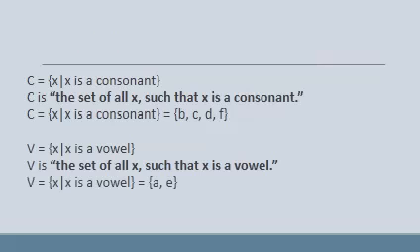Look at this example. I say that C is a set that contains elements X, where X is a consonant. So the set of all X such that X is a consonant. So I can write, for example, B, C, D, F. Whereas V is the set of all X such that X is a vowel. So I can choose A and E.